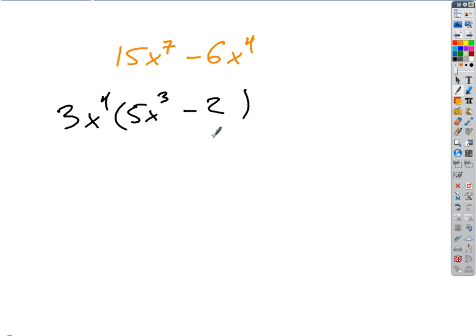Well, I've already got my x to the 4th. I already have x to the 4th, I just have the wrong number of them. I've got to multiply by negative 2 so I can get negative 6 of them there. Make sense? Okay. Another one.